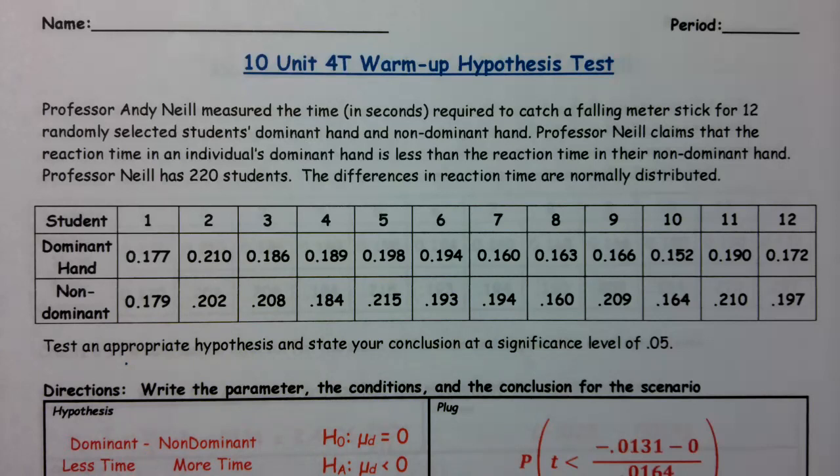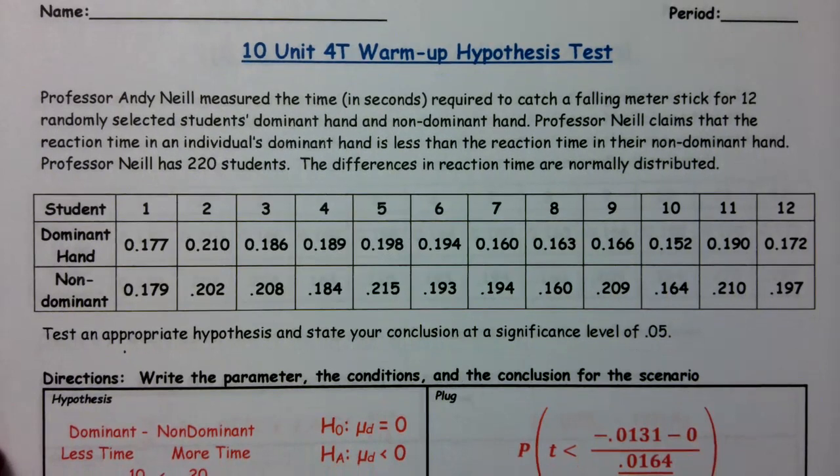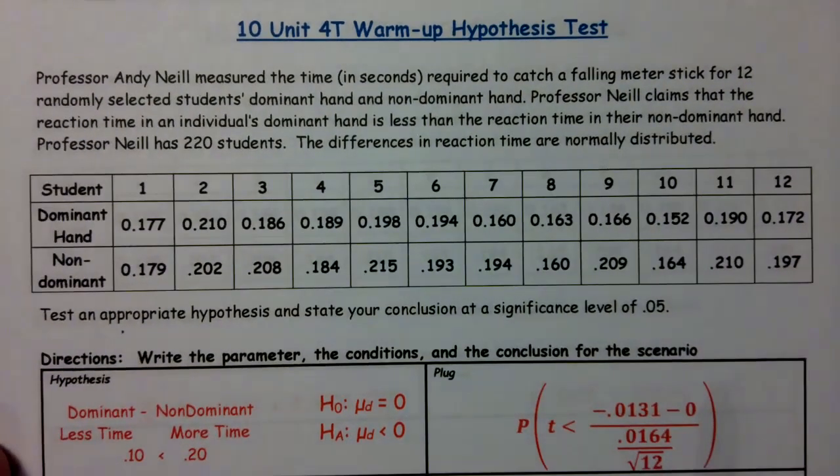We're going to go through a hypothesis test. It's already been run, but we're going to do the parameter, the conditions, and the conclusion. We've already run the test. Professor Andy Neal measured the time in seconds required to catch a falling meter stick for 12 randomly selected students, dominant hand and non-dominant hand. Professor Neal claims that the reaction time in an individual's dominant hand is less than the reaction time in their non-dominant hand. Professor Neal has 220 students. The differences in reaction time are normally distributed.